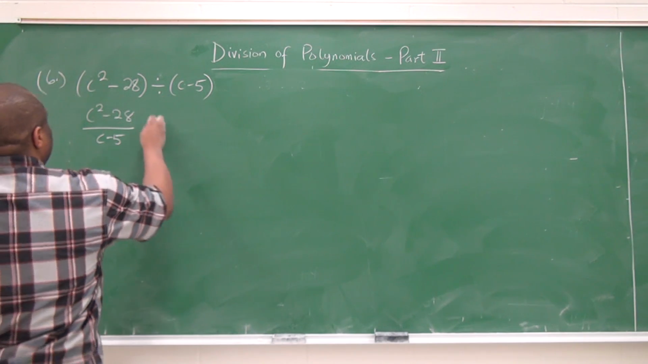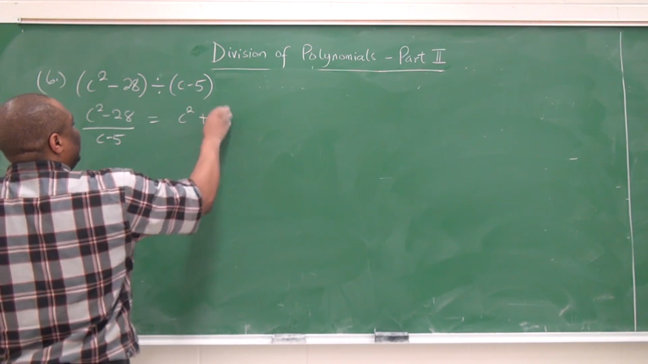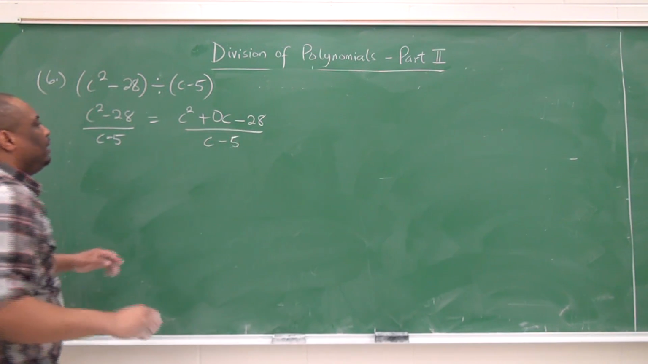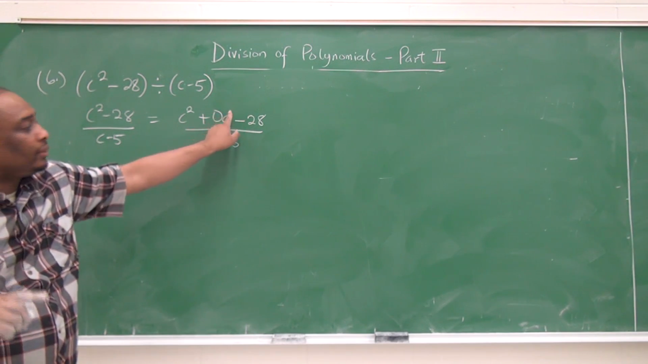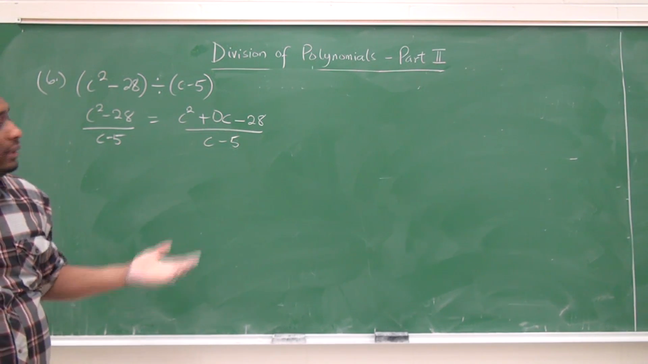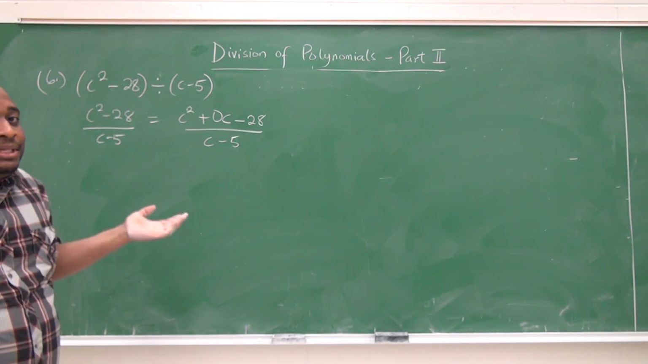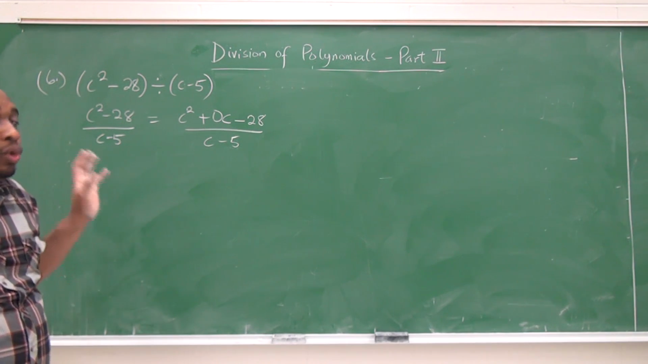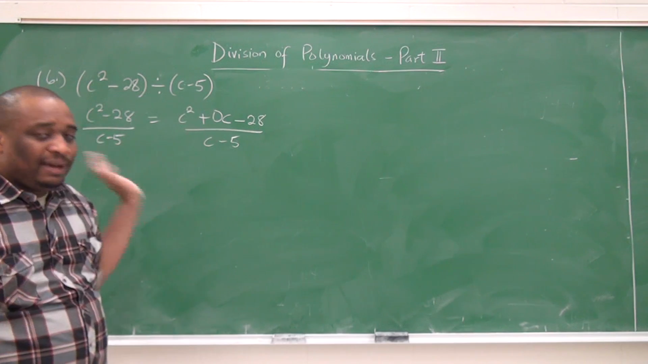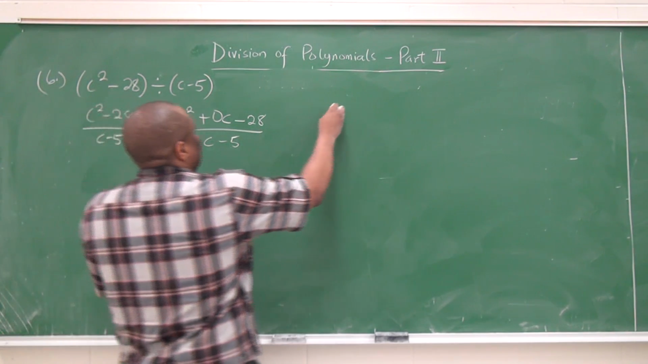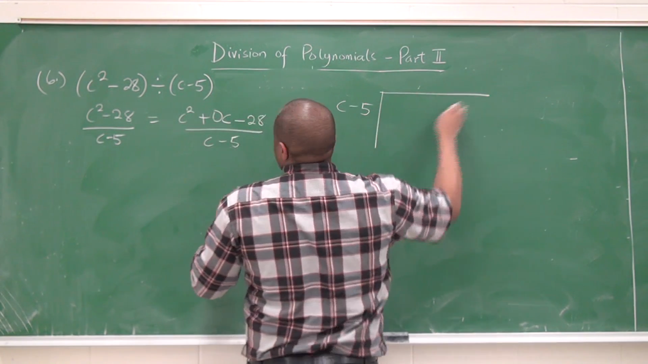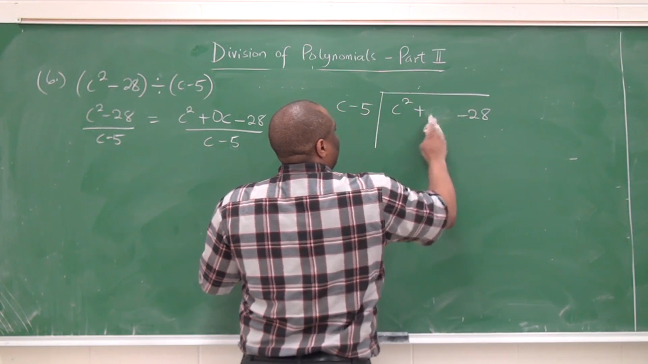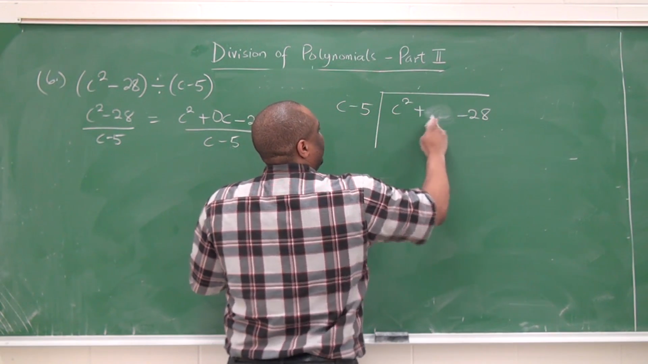Complete it. So this is the same thing as saying C squared plus 0C minus 28 over C minus 5. Now this is not complete because this C is 1. And it doesn't matter. You put 0C, that's fine. 0 times C is still 0 though. We're just doing it to complete it, so that we will work with complete. The divisor is complete, so that's fine. So we now set it up. C minus 5 divide C squared plus 0C minus 28. I'll teach you another way to do this, if you don't like putting 0, okay?